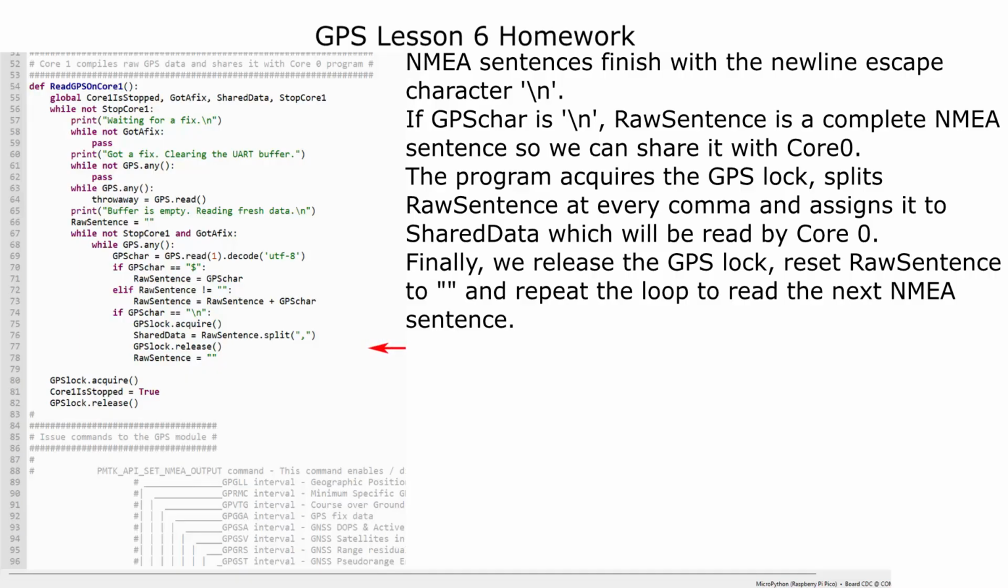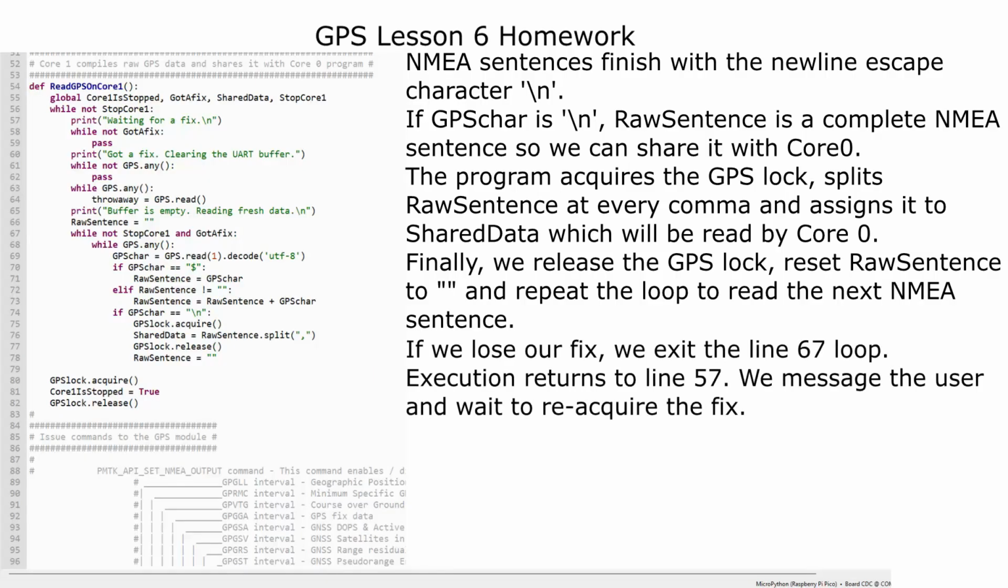Finally, we release the GPS lock, reset raw sentence to nil, and repeat the loop to read the next NMEA sentence. If we lose our fix, we exit the line 67 loop. Execution returns to line 57. We message the user and wait to reacquire our fix.